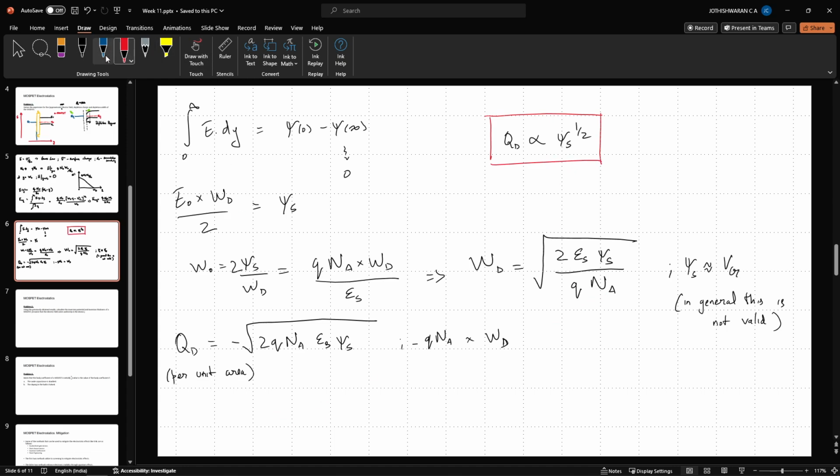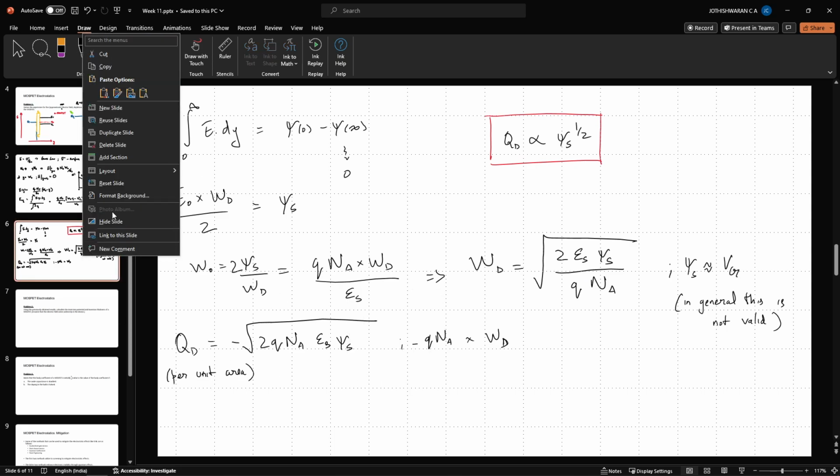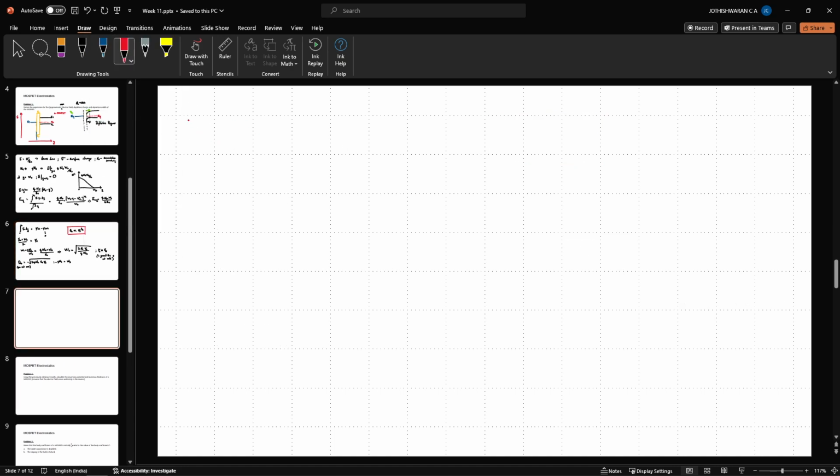Before I move on to the next problem, let me just take a small numerical example to kind of get an idea of what these quantities are. So let me say Na is say 10 to the power 16 acceptor atoms per cubic centimeter. And let me say psi s is, let me say it's 2 volts for now.